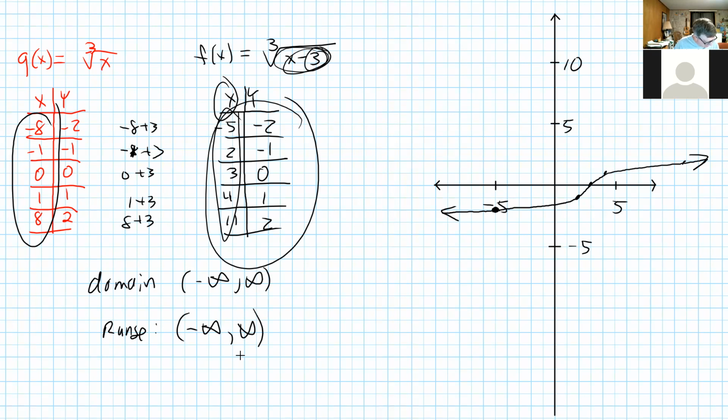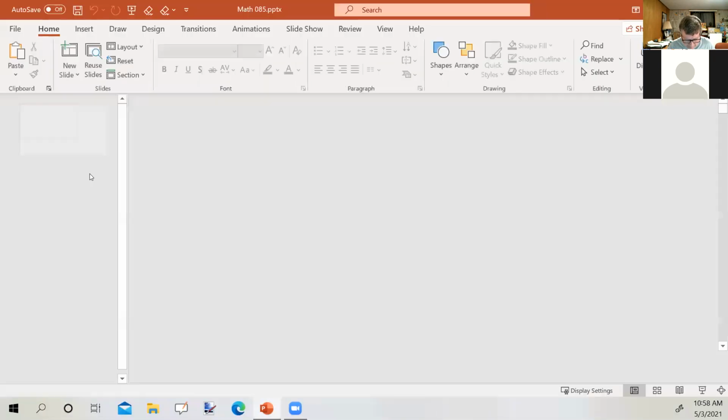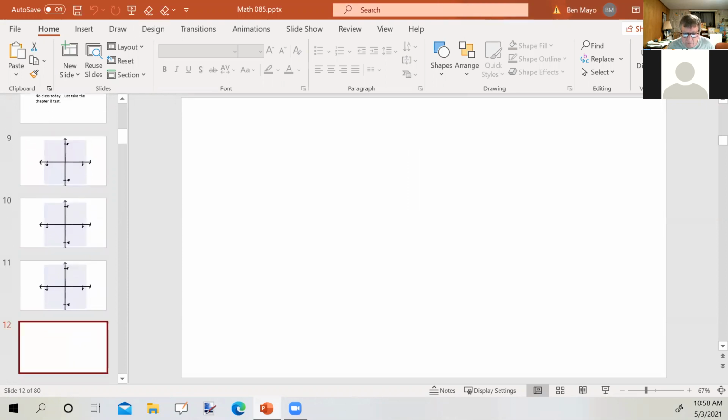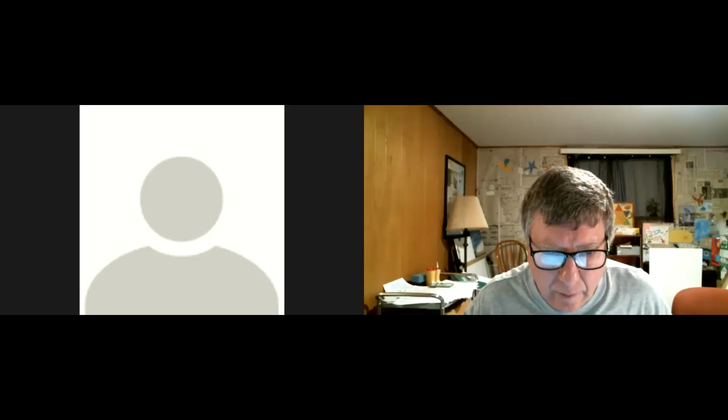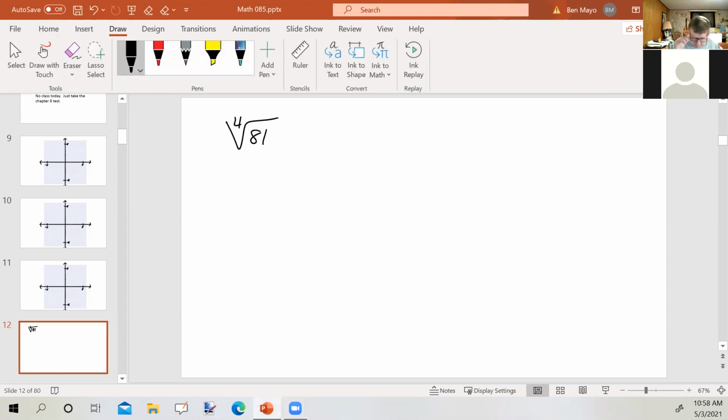Okay, now we're just going to take some roots, and it says to do this without a calculator. I'm going to go back to my other screen. It says evaluate each radical expression if possible without using a calculator. The fourth root of 81. So it's an even root, but fortunately my radicand is a positive number. I can take an even root of a positive number. Okay, so we're going to do that.